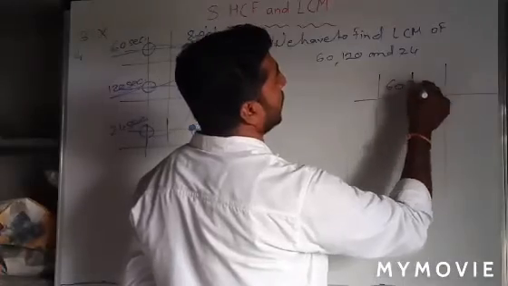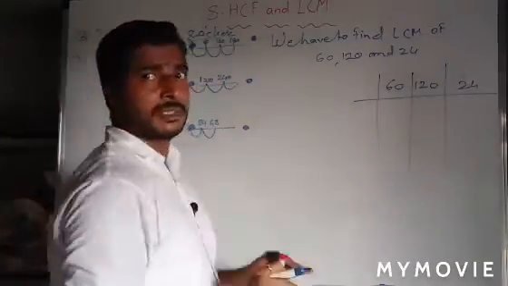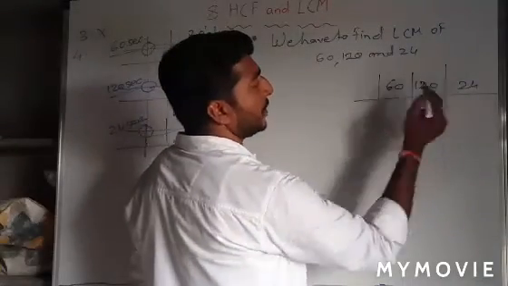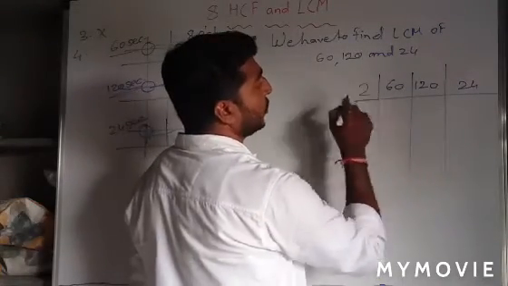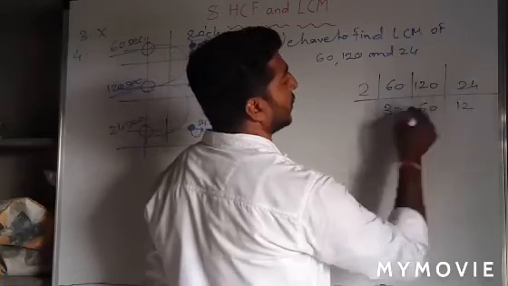So write down all these numbers here and 24. So you can see you have to take the prime numbers, the smallest prime number 2, 3, 5 like this. So you check first, all these numbers are divisible by 2. So take 2, 2 30s are 60, then 2 60s are 120, and 2 12s are 24.